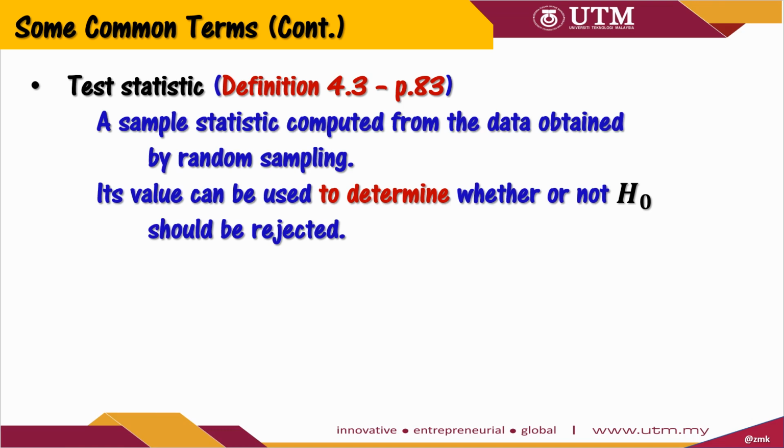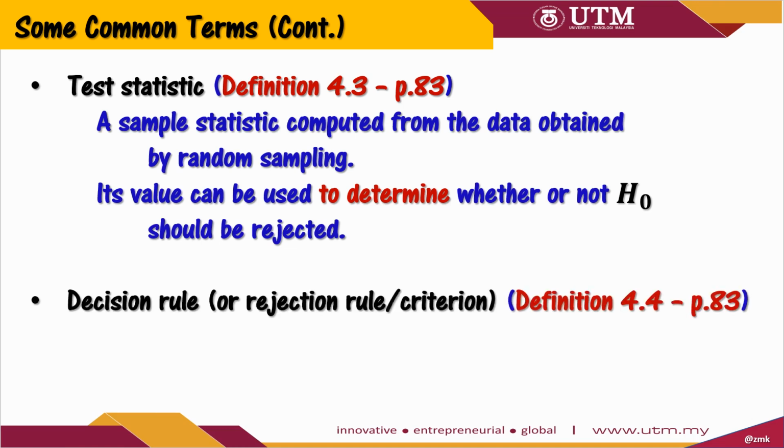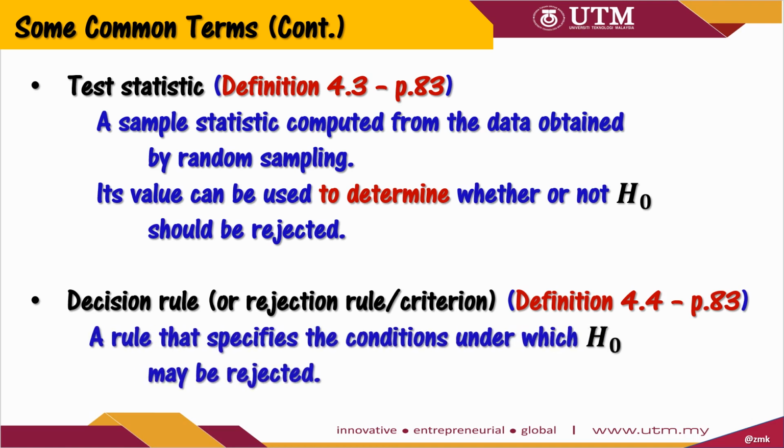The next term you will be using very often in this chapter is a decision rule. It can sometimes be called a rejection rule or rejection criterion. This decision rule specifies a condition under which H0 will be rejected. The condition usually relates to the comparison between the value of a test statistic and a critical value. What is a critical value? Let's look at the next slide to learn about the next common term in this chapter, which is a critical value.